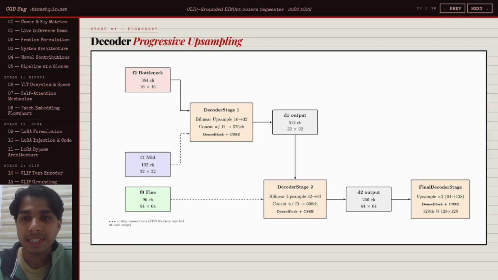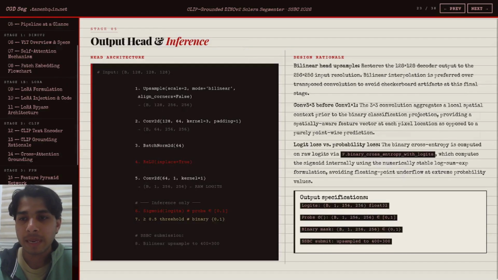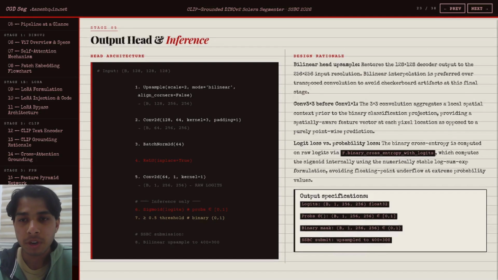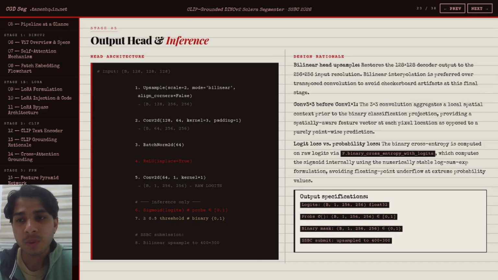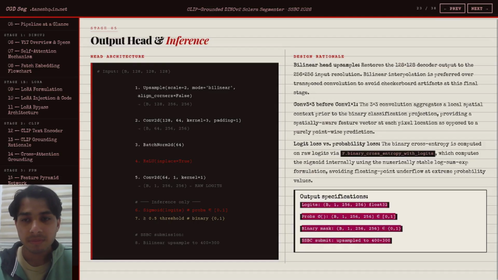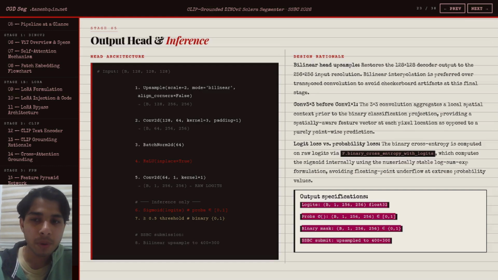The output head is intentionally simple: a 2 times upsampling to reach 256 × 256, a 3 × 3 convolution to aggregate local context, and a 1 × 1 convolution that collapses to a single channel, 1 number per pixel representing how likely that pixel is sclera. We then apply a sigmoid to convert that to a probability between 0 and 1, and threshold at 0.5 to get the final binary mask.